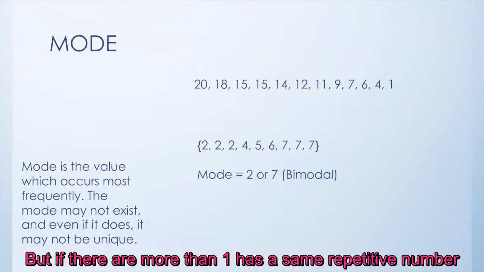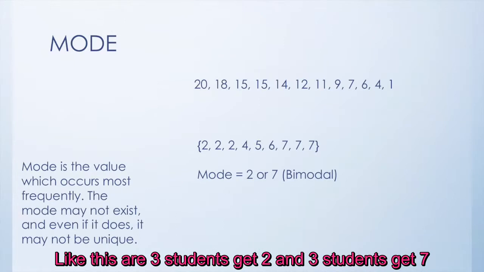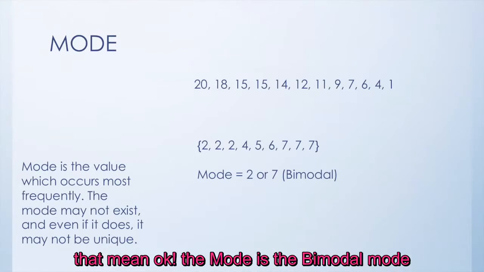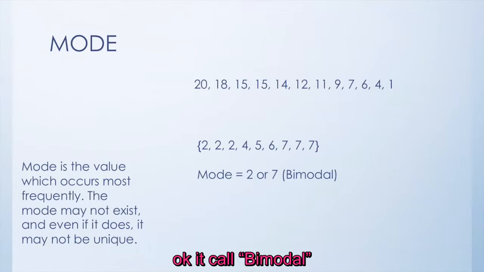But if there is more than one number with the same repetition, like this, 3 students get 2 and 3 students get 7. That means the mode is bimodal. Okay, it's called bimodal. 2 and 7 are the modes.